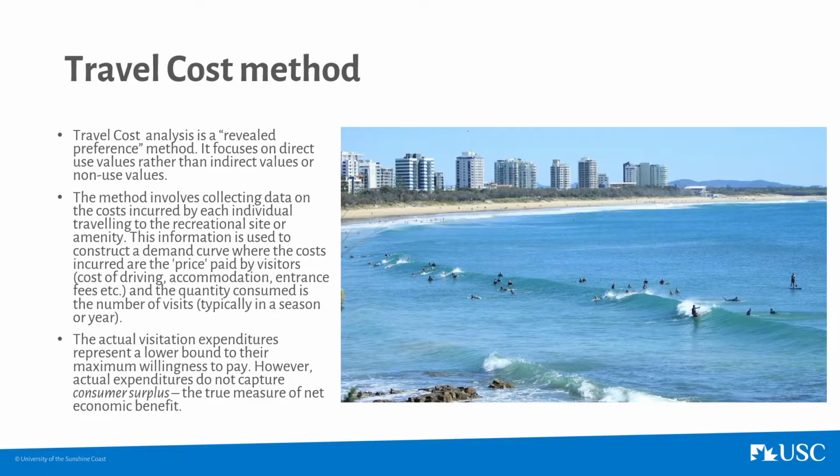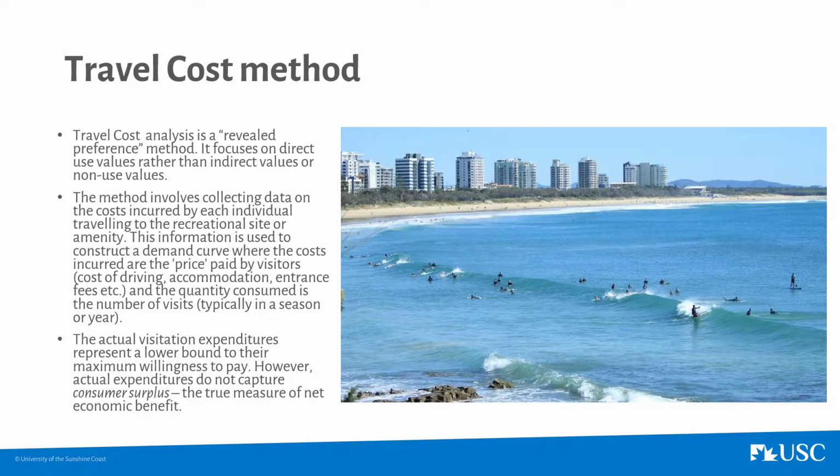So we can create a demand curve then with this method, and normally where we would have a price quantity combination on a demand curve, as you're familiar with, here the price is the actual travel cost that these visitors are incurring, and the quantity consumed is the number of visits that they're making, and that's typically in a season or in a year.